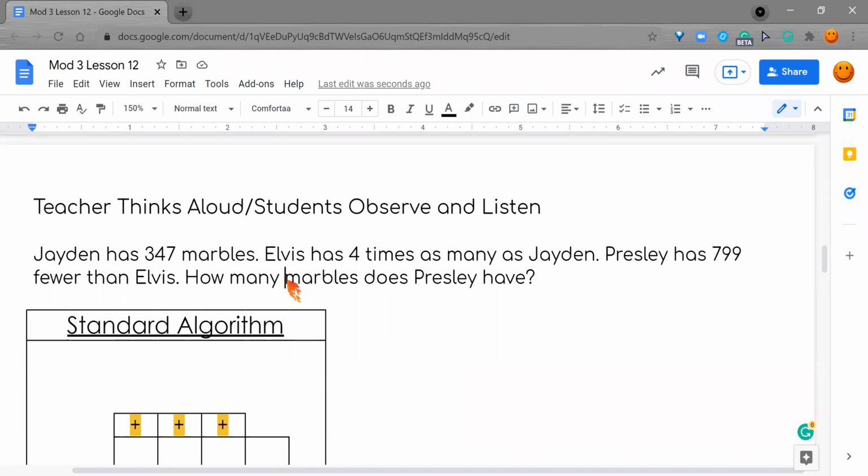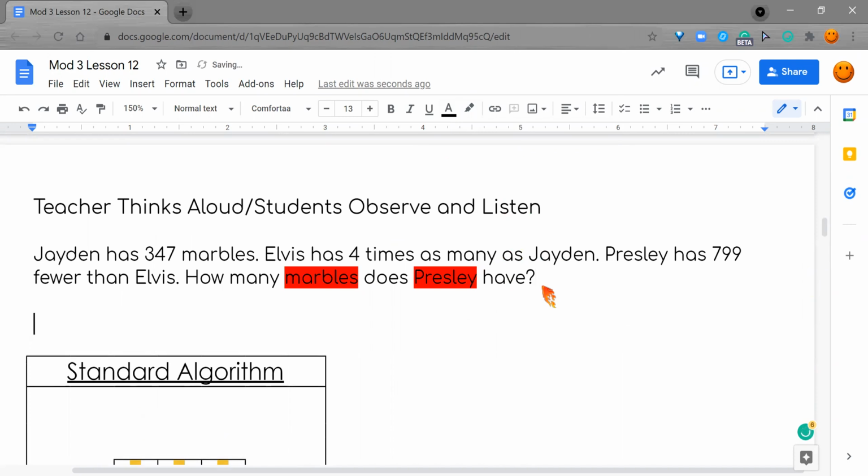So we're looking at marbles, and we need to know Presley. So I'm just going to quick jump down here right now and say Presley has, well, we don't know, blank marbles. That's all we need to know. So we need to figure out how many Presley has.